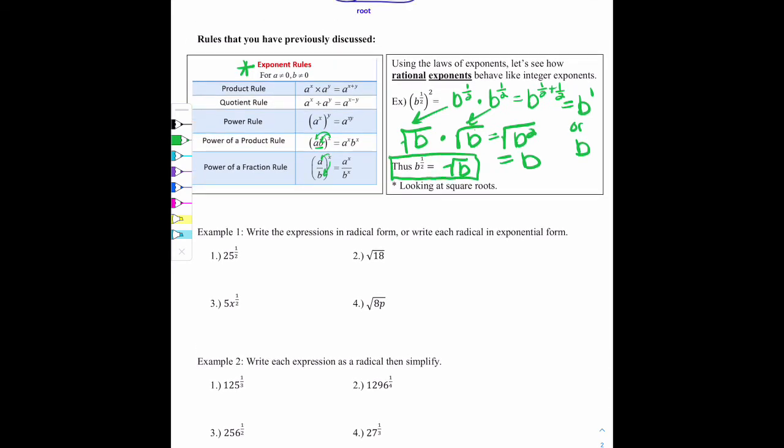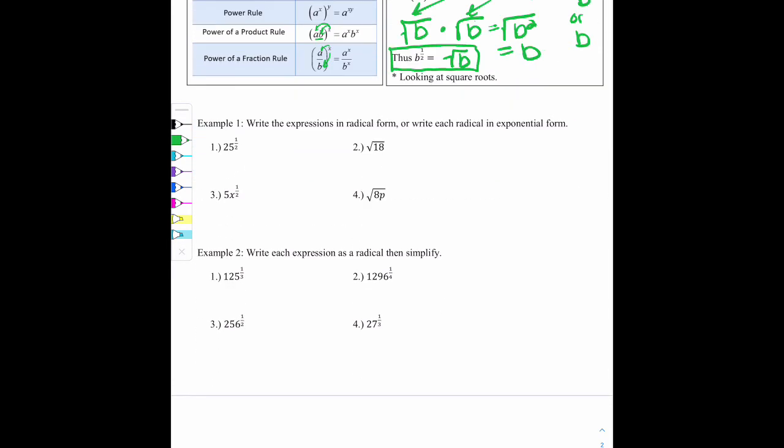Okay, so now let's go through some examples of how we can transfer back and forth between the different types. So in example 1, we're going to write each radical in exponential form, or each expression in radical form. If I have 25 to the 1/2 power, remember the number on top is the exponent on the number underneath the radical. So that would be 25 to the first, but when it's a 1, we don't need to write it. The bottom number is what root we're taking. So if it's a 2, that means we're taking the square root. So 25 to the 1/2 is the same thing as the square root of 25.